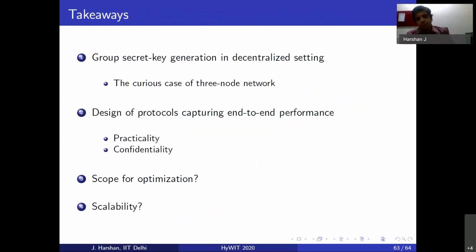Overall, the takeaway from this particular talk is that the decentralized setting is important because this is reminiscent of the distributed ledger case.